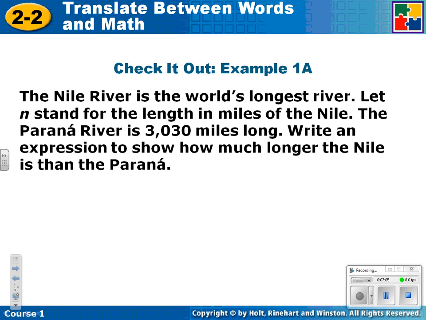The Nile River is the world's longest river. Let N stand for the length in miles of the Nile. The other river is 3,030 miles long. Write an expression to show how much longer. What's our operation?